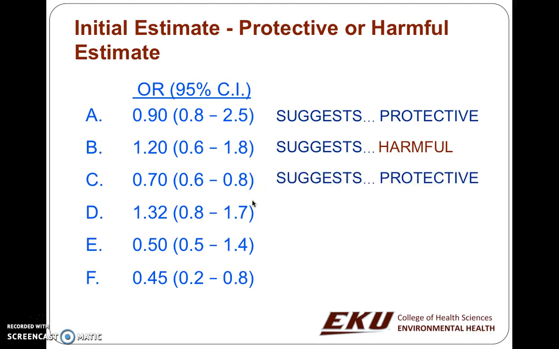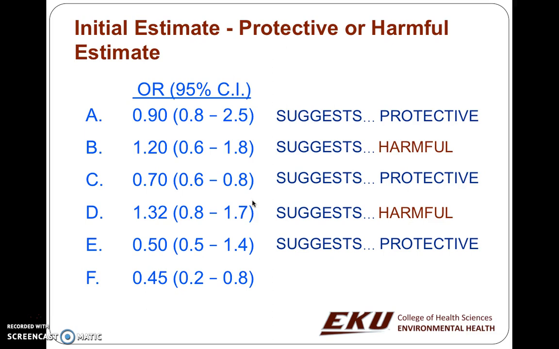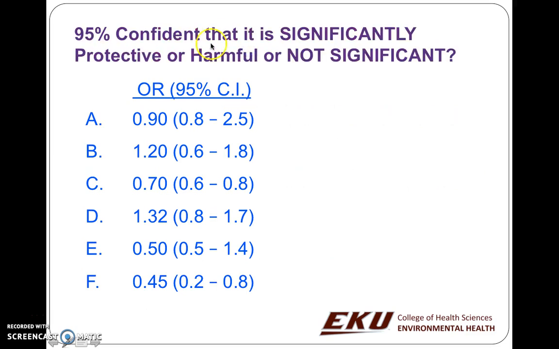1.32, that's above 1, so guess what? That is harmful. 0.50, it's below 1, so that suggests protective. 0.45, that is also below 1. It suggests protective. These are our initial estimates, protective or harmful. Now, what's more important is, are we 95% confident that it's significantly protective or harmful, or is it not significant? So let's look.